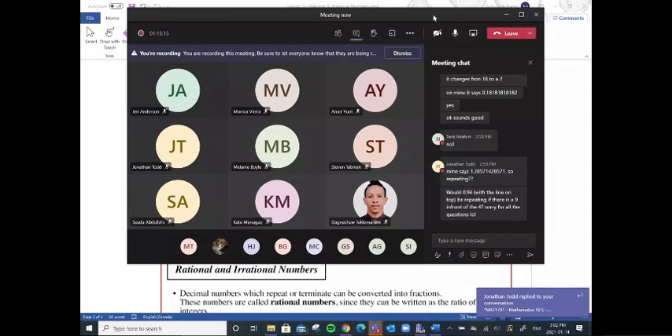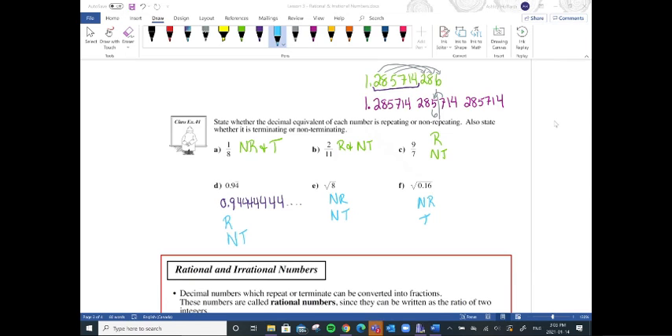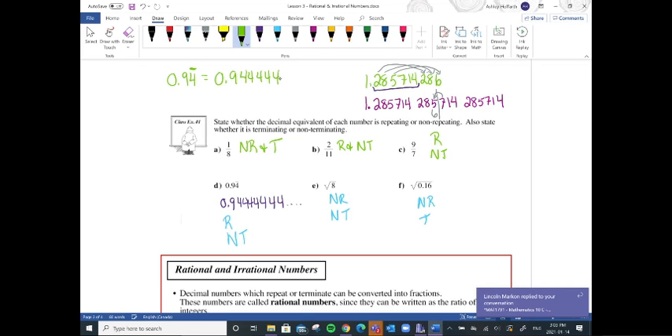So if I had 0.94 with the line on top, would it be on top of the 4 or the 9? I guess it doesn't matter. If we had the line over top of just the 4, that means the 4 repeats. So even though the 9's there, because the 4 is repeating, that has a repeating pattern. So that would be repeating.